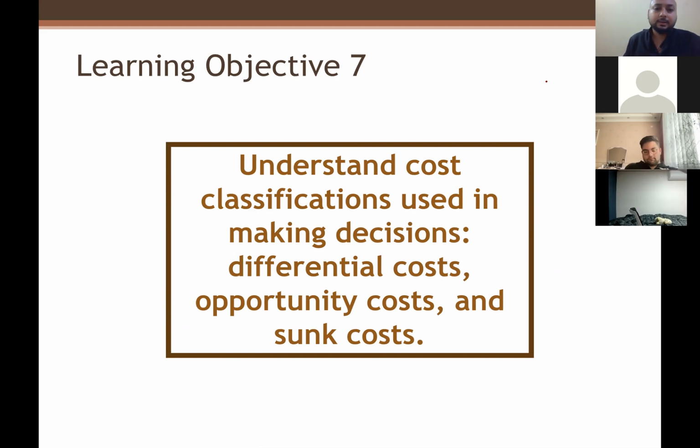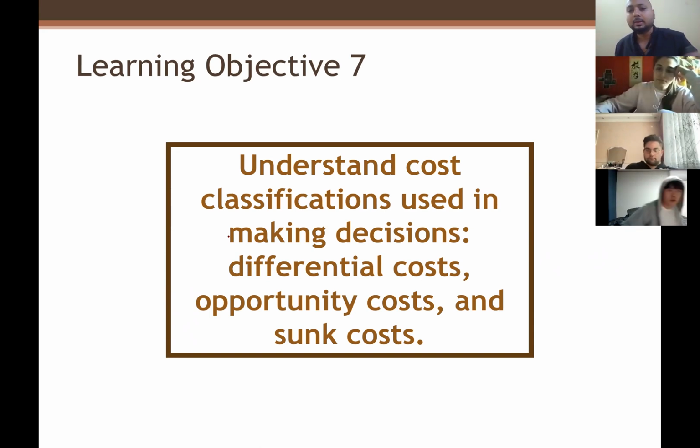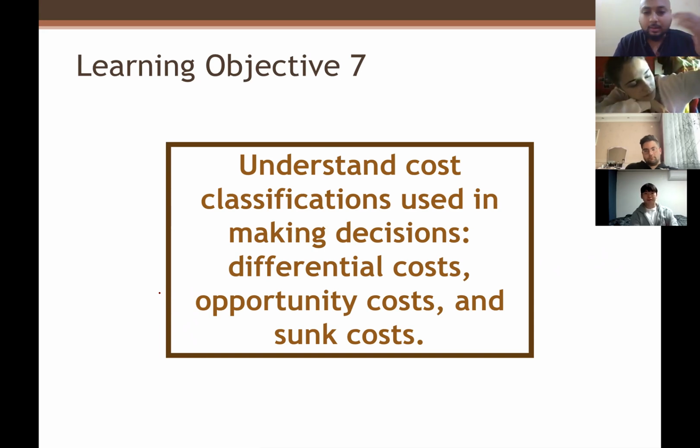So our 7th learning objective, we were discussing that. We will talk about it after the break. It is to understand cost classification used in decision making: differential cost, opportunity cost, and sunk cost. Up till now, we have discussed cost based on behavior, based on manufacturing, non-manufacturing, based on direct, indirect. And now we are talking about cost based on decisions.